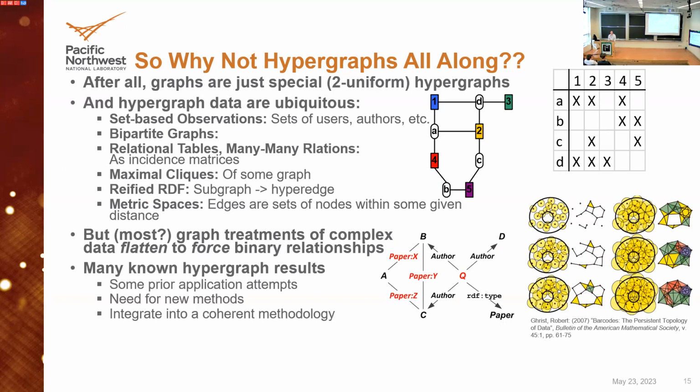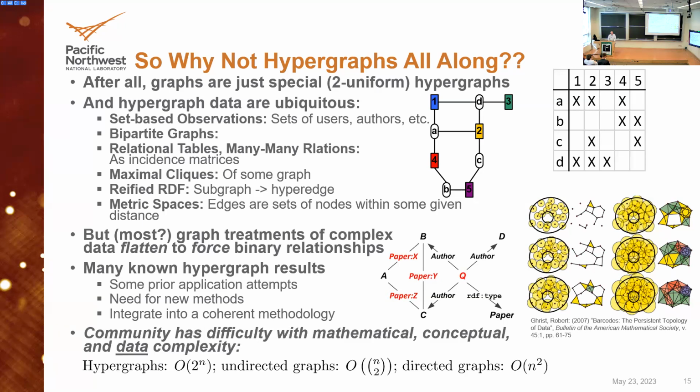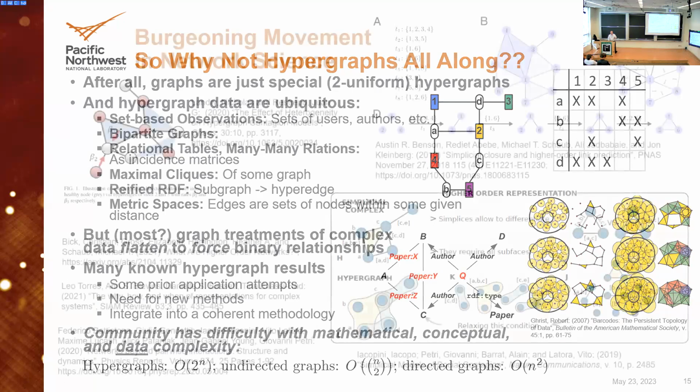Why is that? Despite the fact there are many known hypergraph results, some prior application attempts, there is a need for new methods, and a need to integrate all these into a coherent methodology, which is what we're doing. Why is this? Well, obviously the community has difficulty with both the mathematical, conceptual, and data complexity of hypergraphs relative to graphs. Hypergraphs in general can approach exponential sized objects as opposed to quadratic sized objects. And that's throughout this literature, throughout this field. That said, it's time. We're taking up the challenge.